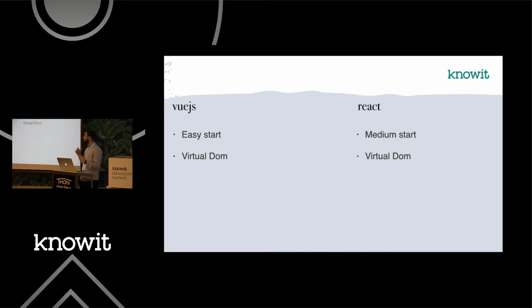Both have virtual DOM, so you don't actually do manipulations on the native DOM, because that does take time, and it's really slow. And Vue.js has templates. It also supports JSX if you don't like templating, while React has JSX.